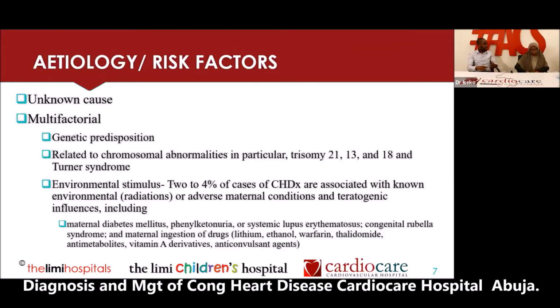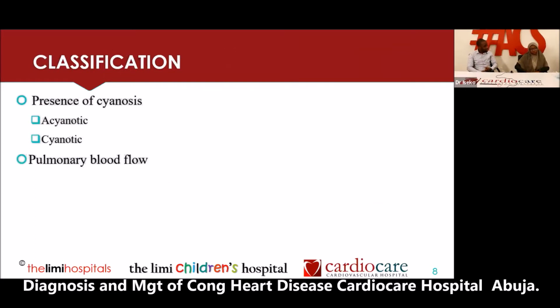So how do we classify congenital heart disease? Okay, basically they're classified into two groups, the cyanotic congenital heart disease and the acyanotic congenital heart disease. And the basis for classification basically is the presence of cyanosis. So if there's cyanosis, you say it's cyanotic congenital heart disease. And if there's no cyanosis, you say there's acyanotic congenital heart disease.